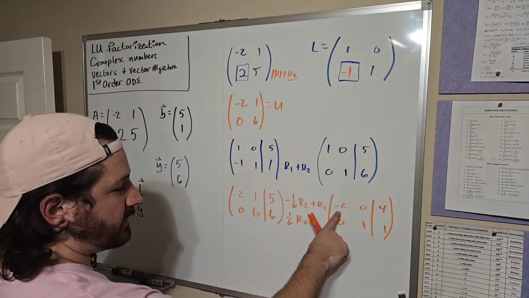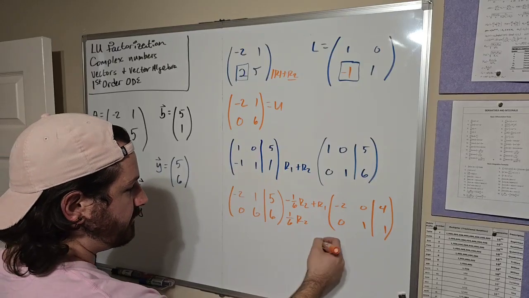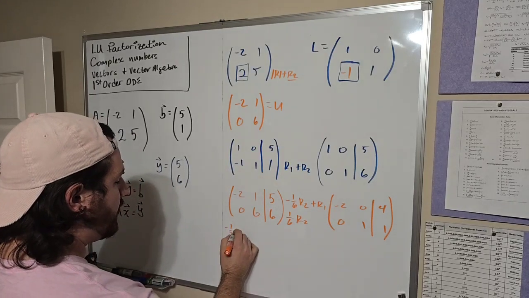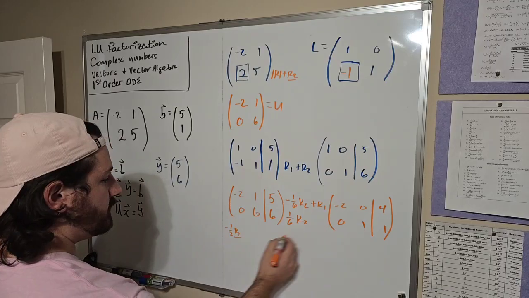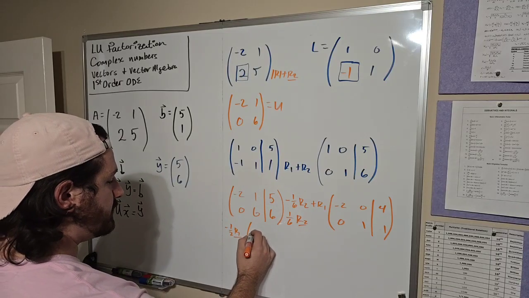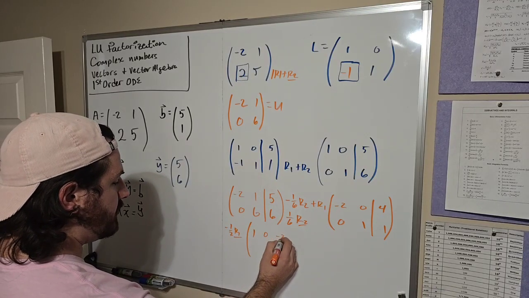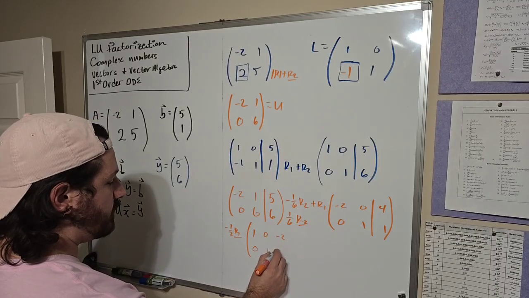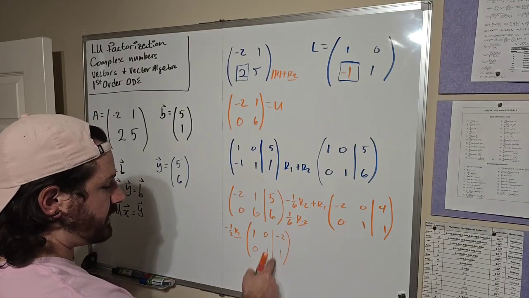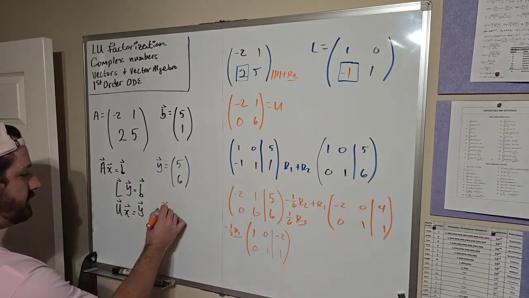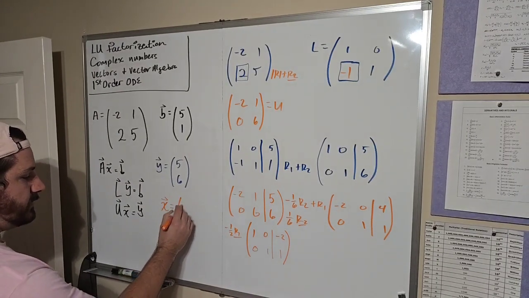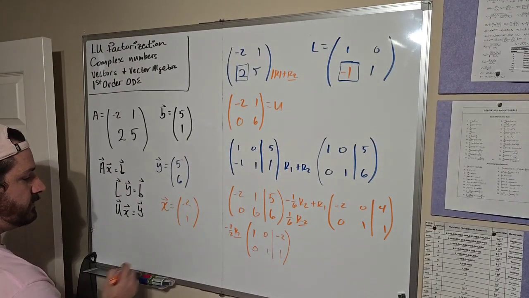And then all we have to do here is scale down by -1/2. So we'll have -1/2 row 1, and then that becomes just 1, 0, and -2. Then you have 0, 1, and 1 unchanged. So now we can see our x vector is equal to [-2, 1], and that's it.